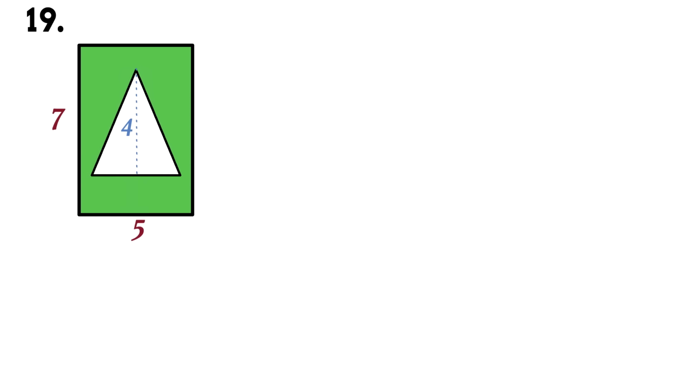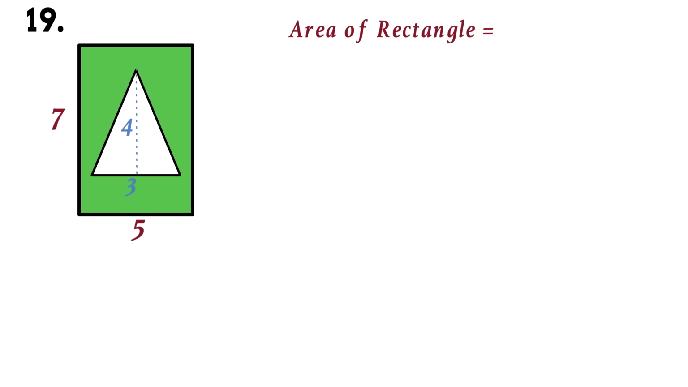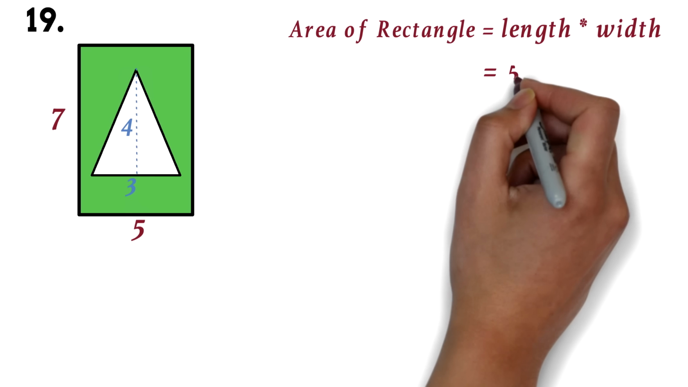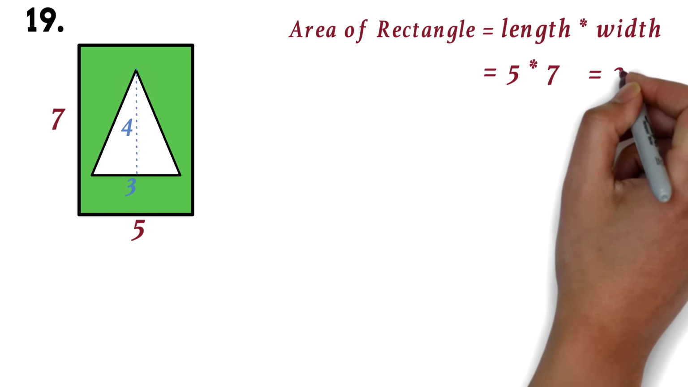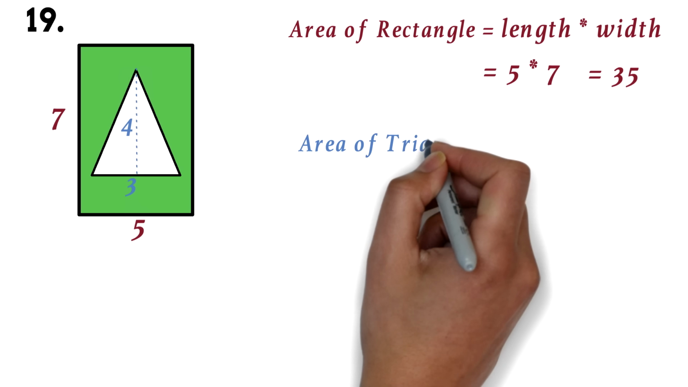Here, we are supposed to find the area of the green shaded portion. Questions like this are also very common. The work here is to find the areas of the two shapes and subtract it. We start by finding the area of the rectangle. This is the length times the width. So we will have 5 times 7, which is 35.